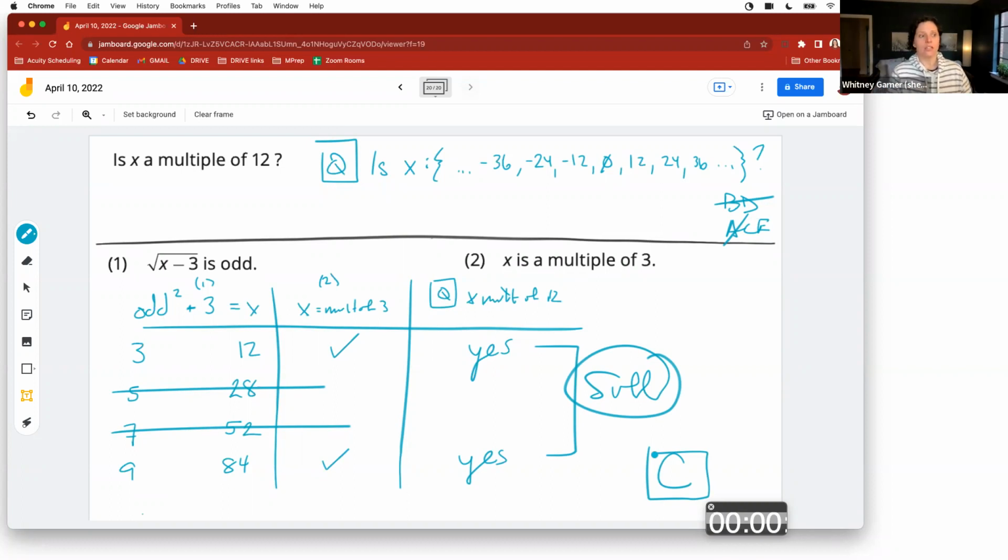So our goal for data sufficiency is to get ourselves started with 3 big skills. Getting it onto your paper in a way that's clean and organized, so the T chart. Practicing rephrasing or simplifying as best as you can. And then being really organized as you test cases, trying to prove not sufficient, trying to prove D if you can.